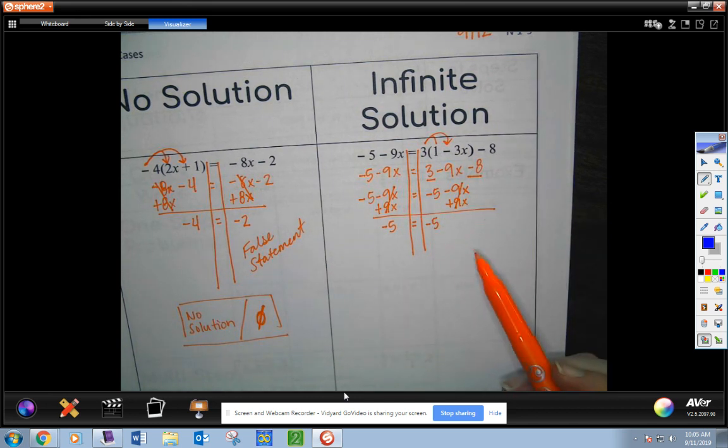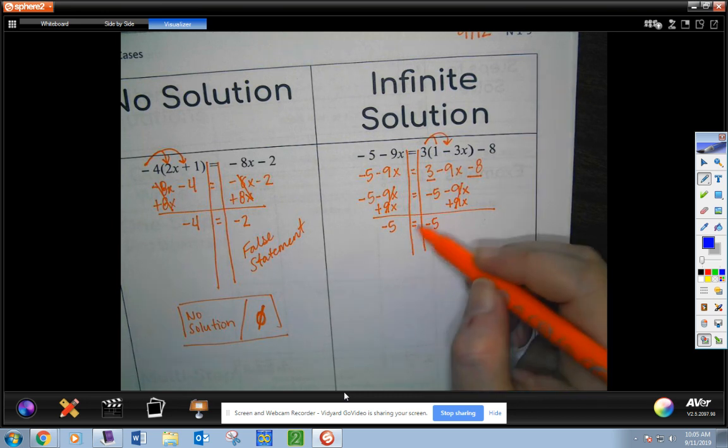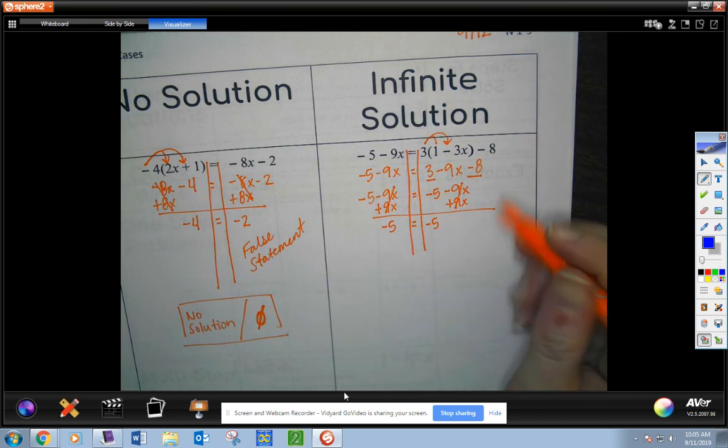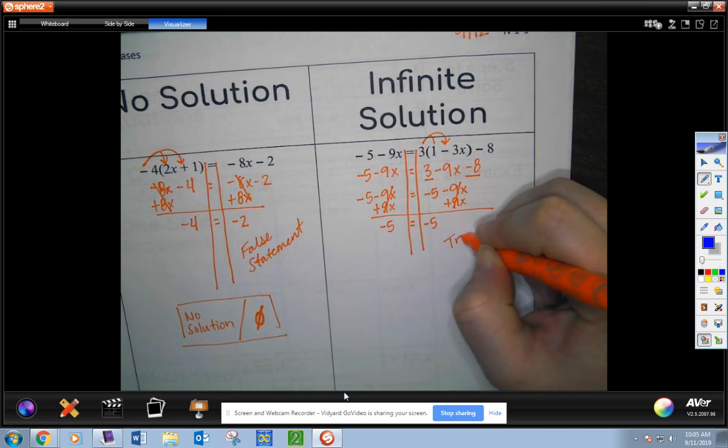Since I no longer have letters, I'm done. So I have -5 equals -5. So this is a true statement.